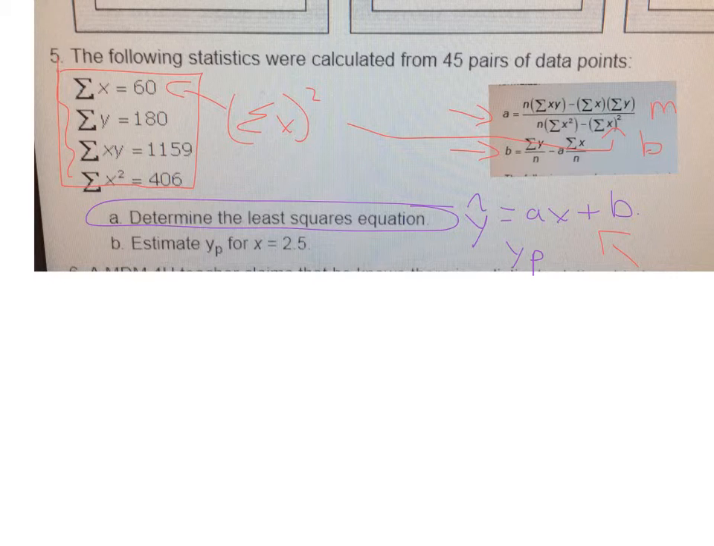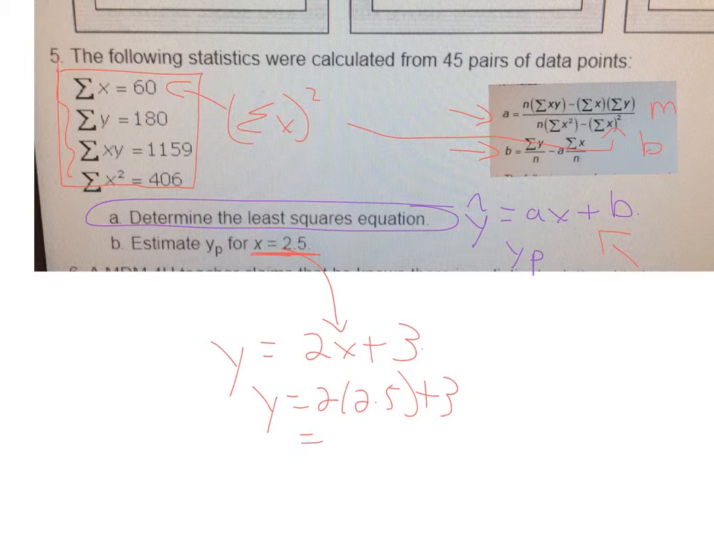For B, you're being asked to find y when x equals 2.5. So once you have your equation, let's say you have y equals, say we have y equals 2x plus 3. If x equals 2.5, you would put it in there, and you would do 2 times 2.5 plus 3, and work that out, and get a value.